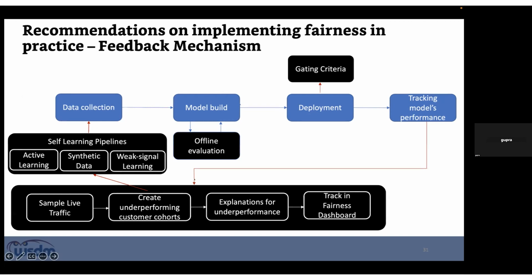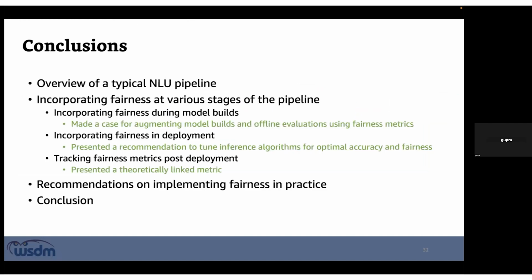So one simple way is, if you see that you're not performing well on a certain customer group, there could be some sort of active learning. These are simple techniques, some sort of synthetic data generation that could be used in the next round of data collection, so that the next model that's being built is strong on that demographic.